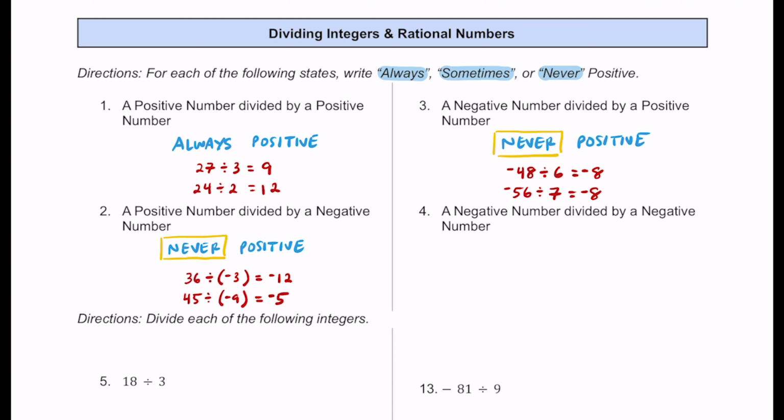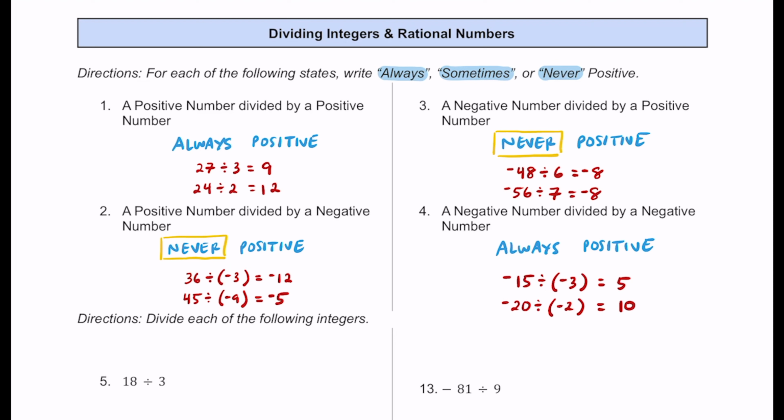For number 4, we have a negative number divided by a negative number. So maybe a couple examples here would be negative 15 divided by a negative 3. Well, 15 divided by 3 is equal to 5, but we have the opposite of the opposite of 5, and that's just going to be positive 5, right? The opposite of the opposite just stays the same. Or if we took negative 20 and divided that by negative 2, well, 20 divided by 2 is equal to 10, so the opposite of 20 divided by the opposite of 2, or the opposite of the opposite, would just still be a positive 10. So whenever you take a negative number and divide by another negative number, you are always going to get a positive quotient.